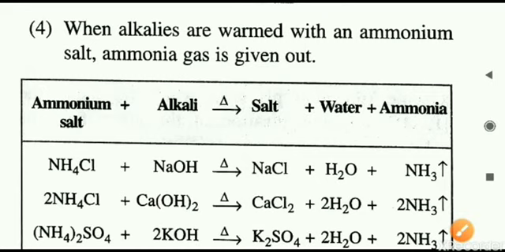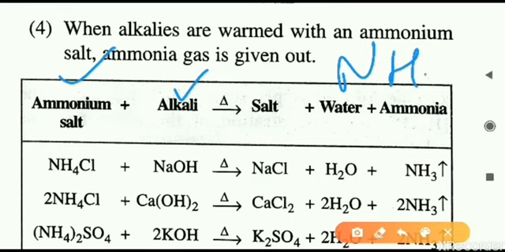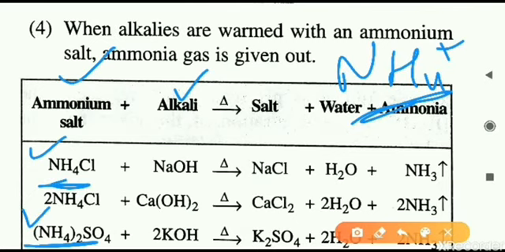The next and the last chemical property here is point number 4. In this reaction, what is happening? Whenever we use any alkali, that is a soluble base, and it is subjected to reaction with any ammonium salt, the ammonium ion is NH4 plus. Its salt can be ammonium chloride NH4Cl. Here we have ammonium sulfate (NH4)2SO4. So in this salt NH4 should be there, that is an ammonium salt.